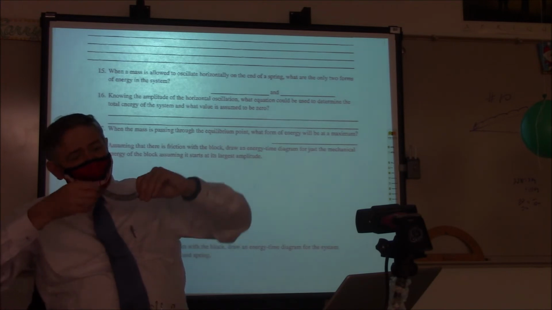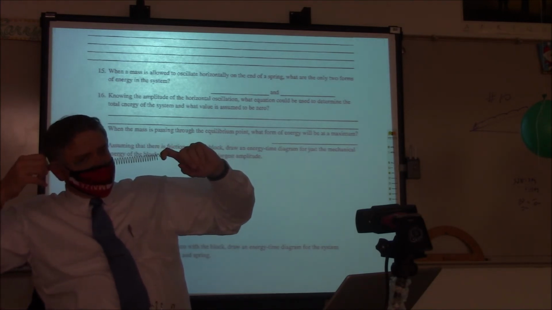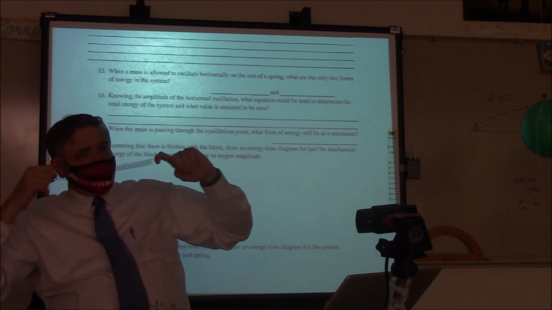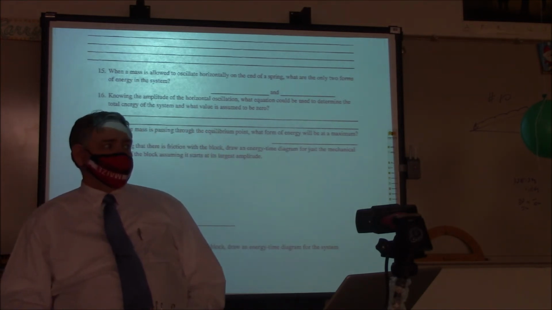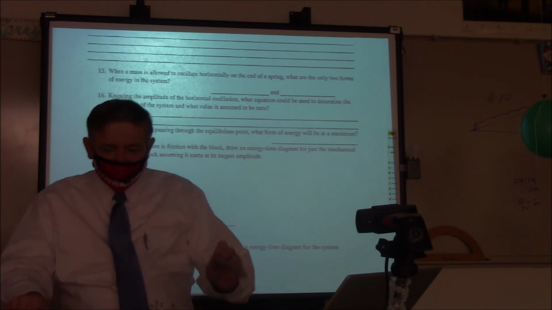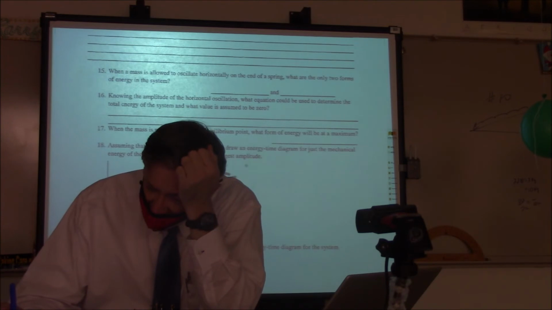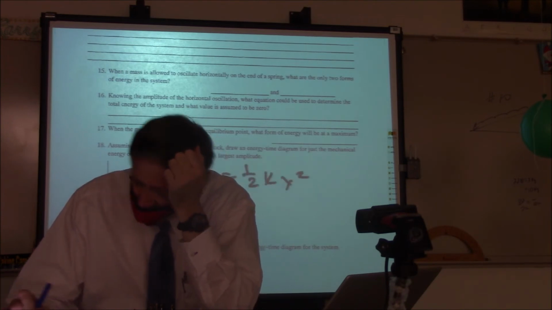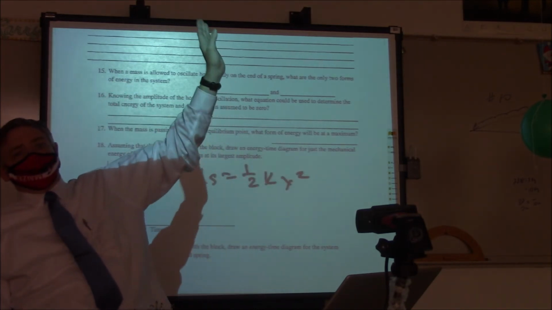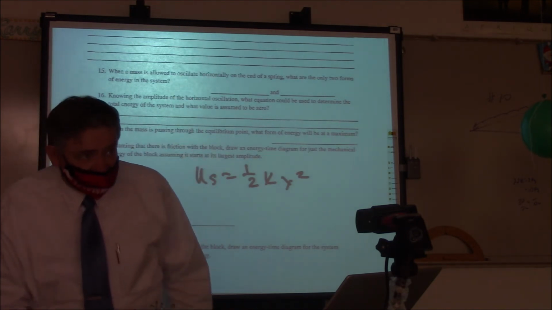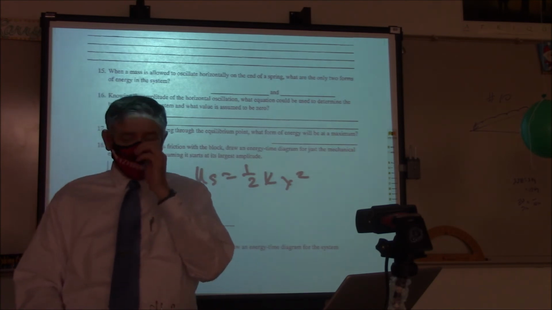So, when this thing is completely stretched out like this, and it stopped, what's the only type of energy it would have? Us. Now, how do you calculate Us? 1/2 kx². So, now let me give you a hint. Us is 1/2 kx squared. It's a generic way to calculate Us. But if you're talking about maximum Us, sounds odd.